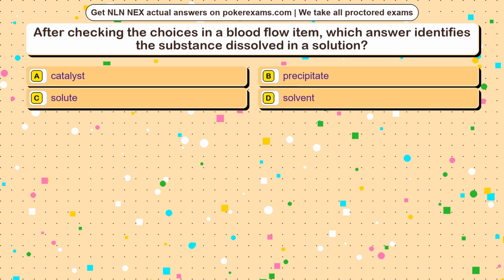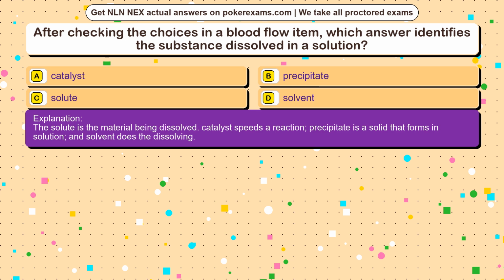The correct answer is option C. The solute is the material being dissolved. Catalyst speeds a reaction. Precipitate is a solid that forms in solution, and solvent does the dissolving.